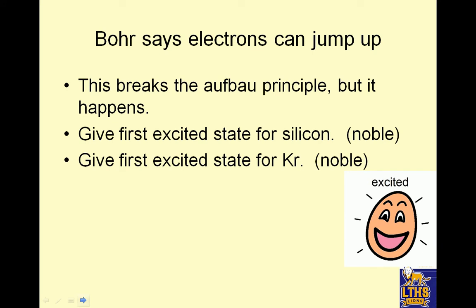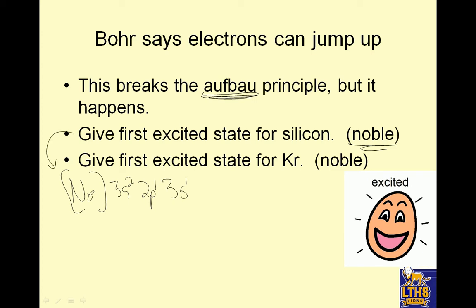Bohr says electrons can jump around. This breaks the aufbau principle where you fill the lowest energy one first, but it happens. You add energy, it jumps up. So give the first excited state for silicon. Okay, so noble gas configuration. So silicon's preceding noble gas is neon. So it should be neon 3s2 3p2, but I have an excited one. So one of these p's is so excited, it jumps to the next level. What comes after 2p? Why, that's 3s1, and that's the excited silicon.